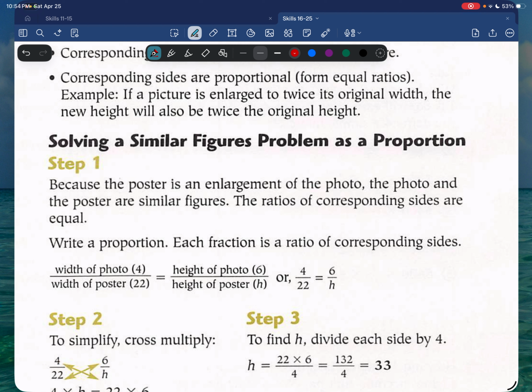Width of the photo is 4. Width of the poster is 22. Height of the photo is 6. Height of the poster is h, for that proportion.